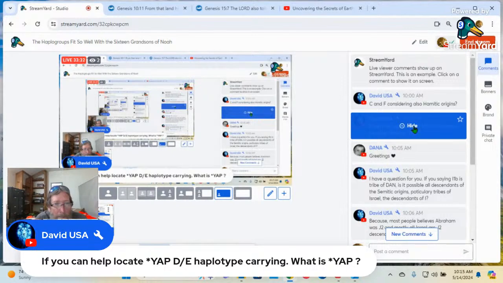If it can help locate the YAP-DE haplotype carrying. What is YAP? YAP is the DE, means the XDE, means that they don't have the CF marker. I forget exactly what the YAP means, but the D and the E don't have the CF marker, which the C does have and the D and E don't have.